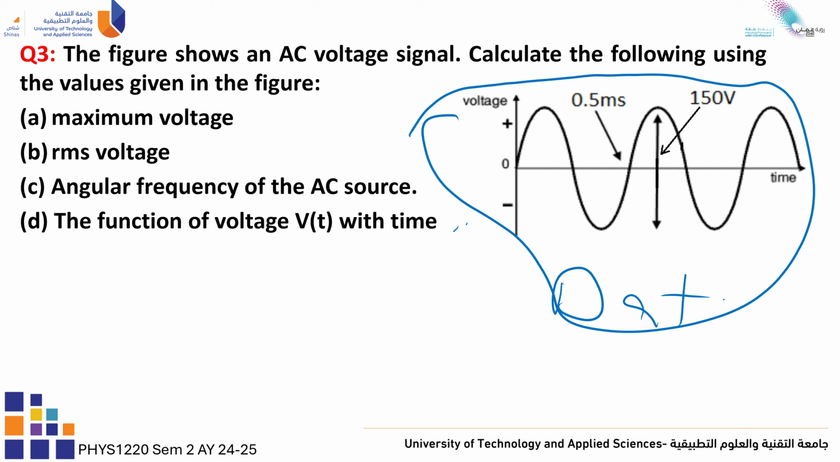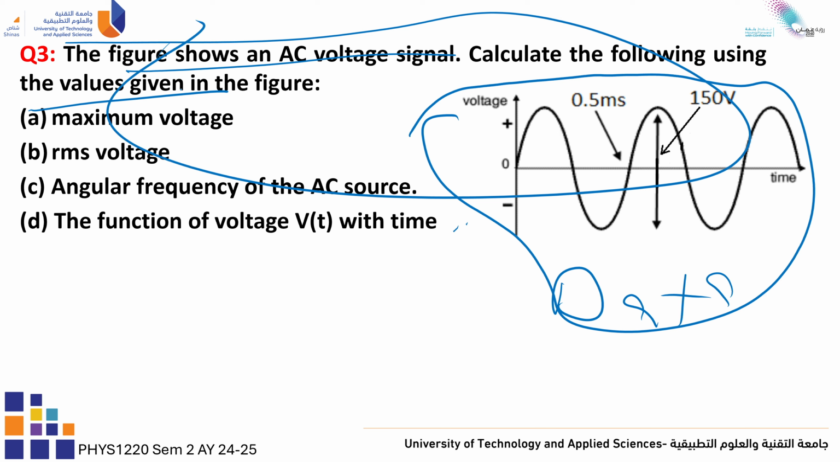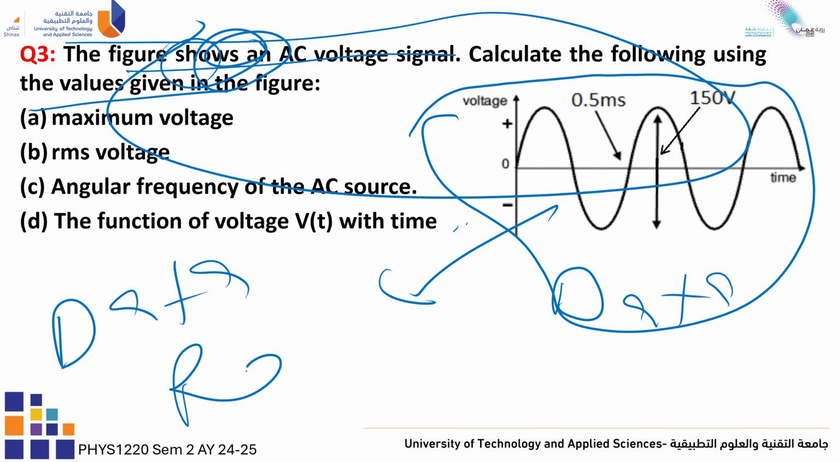See, nothing is given here in the statement. So all the data you have to read from here. You should know how to read the variables from the sine wave. If you don't know what is what, then it is a little difficult for you.